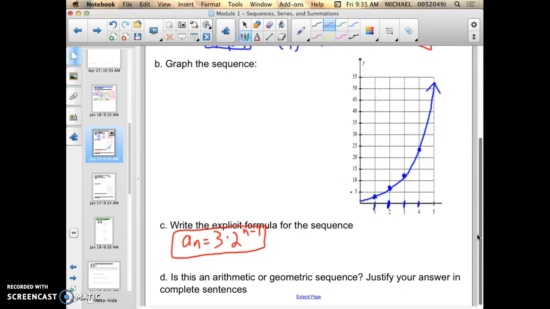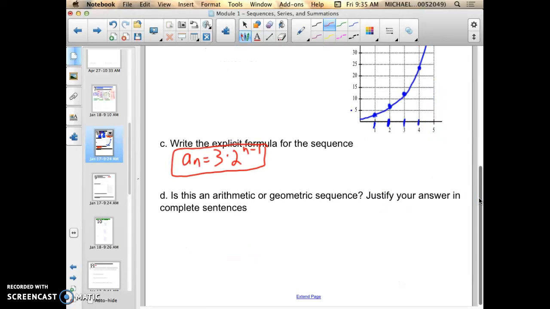Now, we've already answered D. Is this an arithmetic or geometric sequence? I'm going to put that it's geometric because there's two reasons, and it says to justify your answer. So I'm going to put geometric because, please write in complete sentences. We need to get in the habit of doing that. Geometric because it has a common ratio of 3.